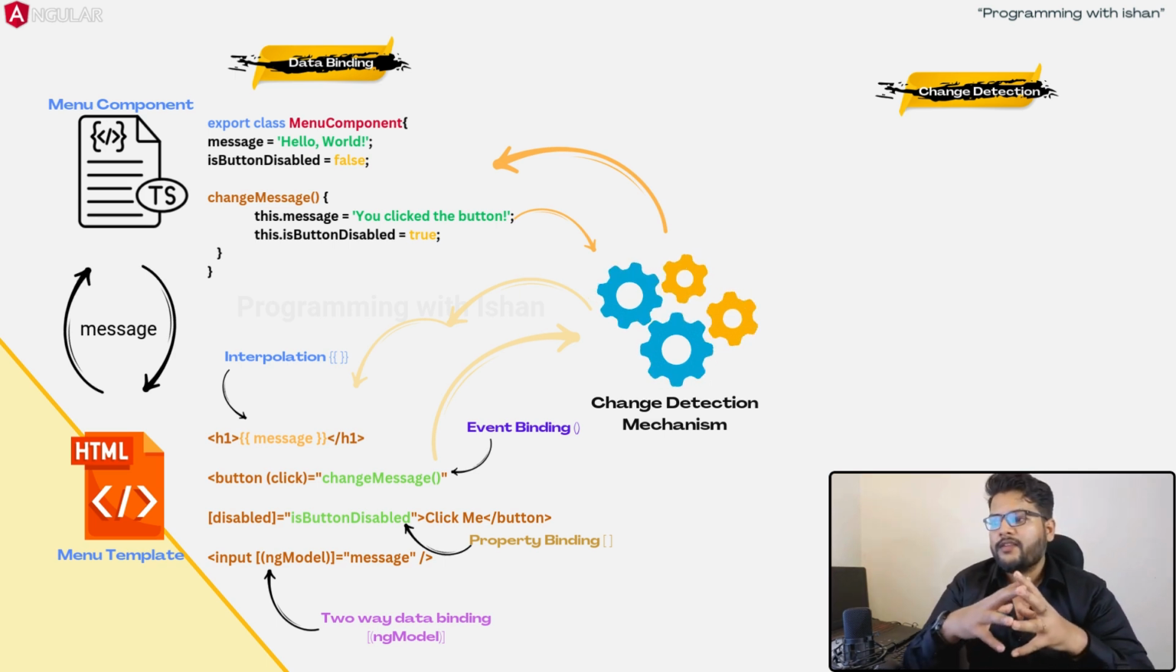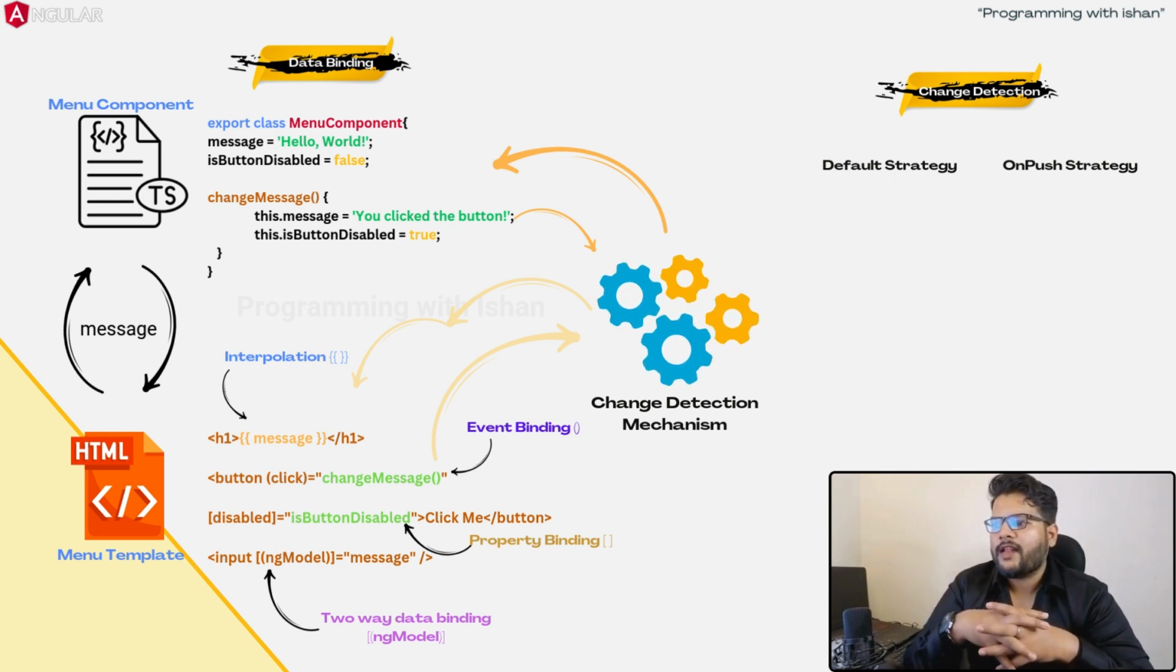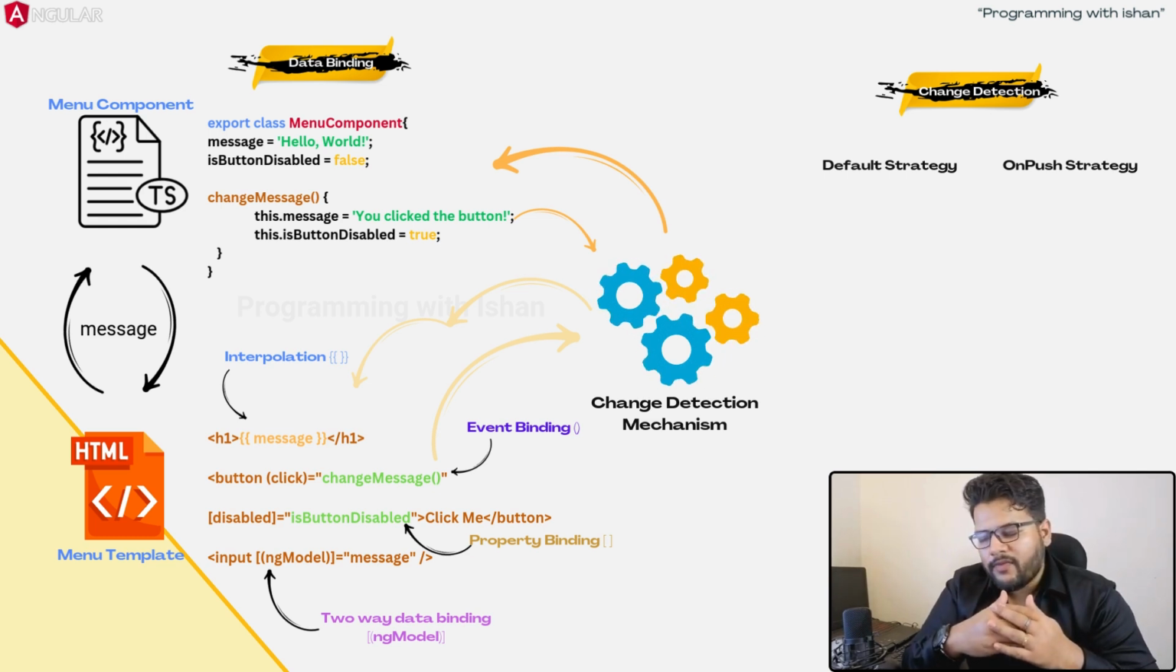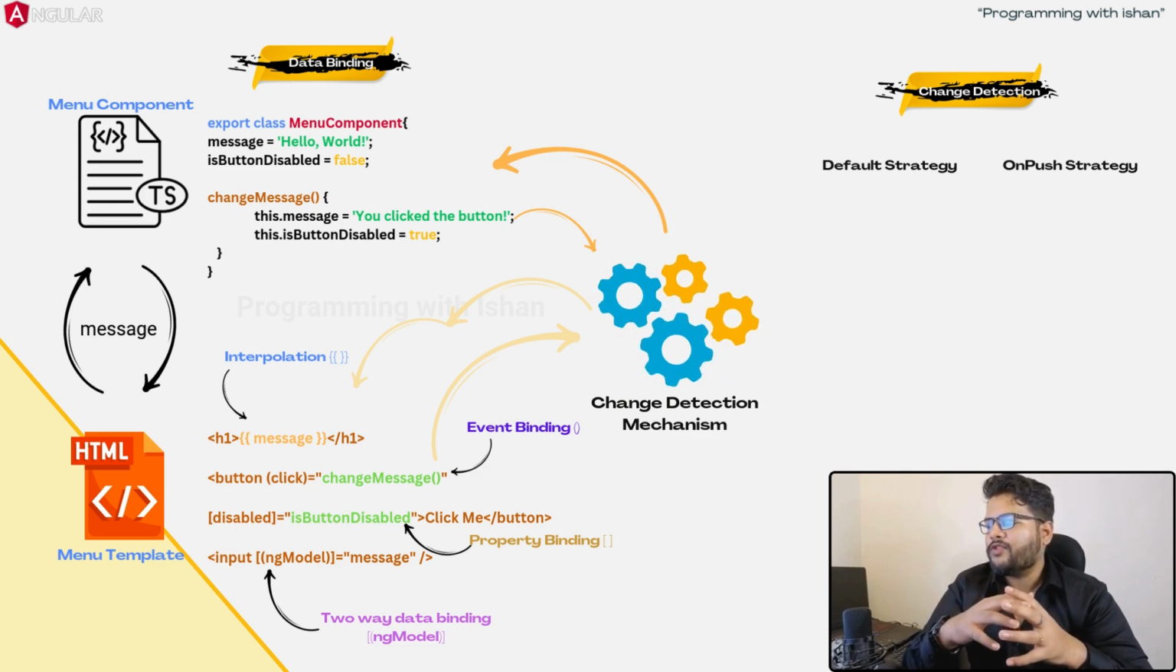Now there are two strategies for performing change detection. One is the default and the other one is the OnPush strategy. The default strategy is a kind of automatic check which happens for all the bindings that are created. But OnPush is for the purpose of performance optimization, and it optimizes performance by limiting checks to specific inputs. So this is the difference between default and OnPush.